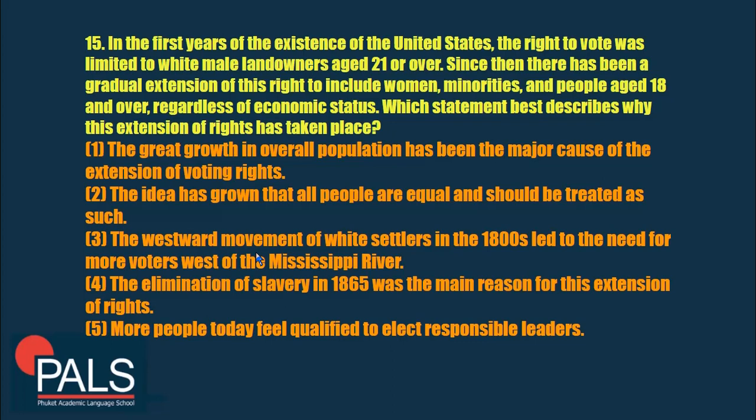In the first years of the existence of the United States, the right to vote was limited to white male landowners aged 21 or over. Since then, there has been a gradual extension of the right to include women, minorities, and people aged 18 and over, regardless of economic status. Which statement best describes why this extension of the rights has taken place?